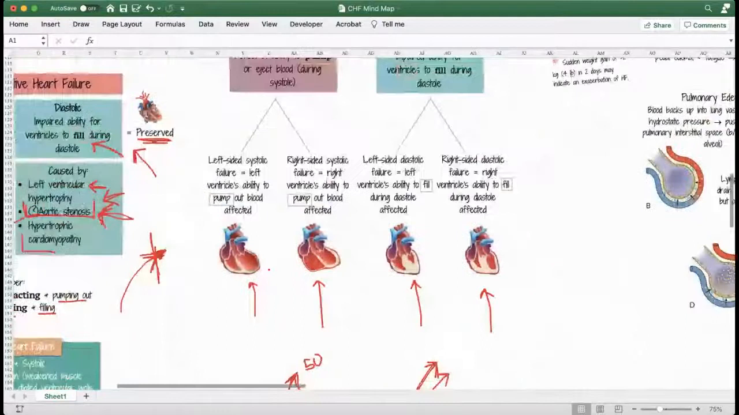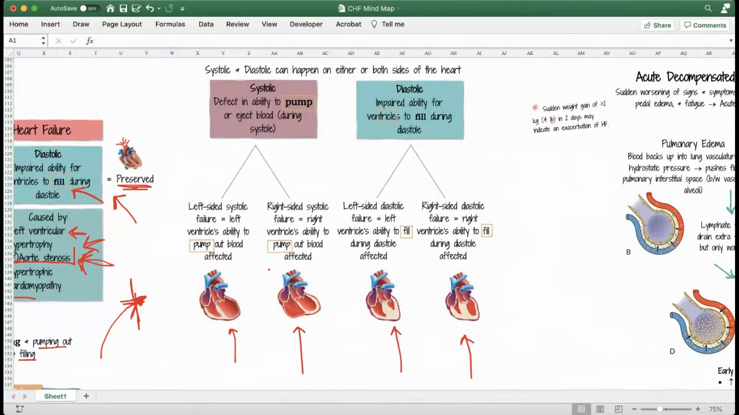Most of the time when we're talking about heart failure, we're talking about the left ventricle. Left-sided heart failure is just more common, and you'll see why as we go through. So I wanted to clarify that, yes, we have left-sided heart failure and right-sided heart failure. And you can have left-sided systolic heart failure or right-sided systolic heart failure. You can have left-sided diastolic or right-sided diastolic. So you can kind of see how these are like a double category, right?